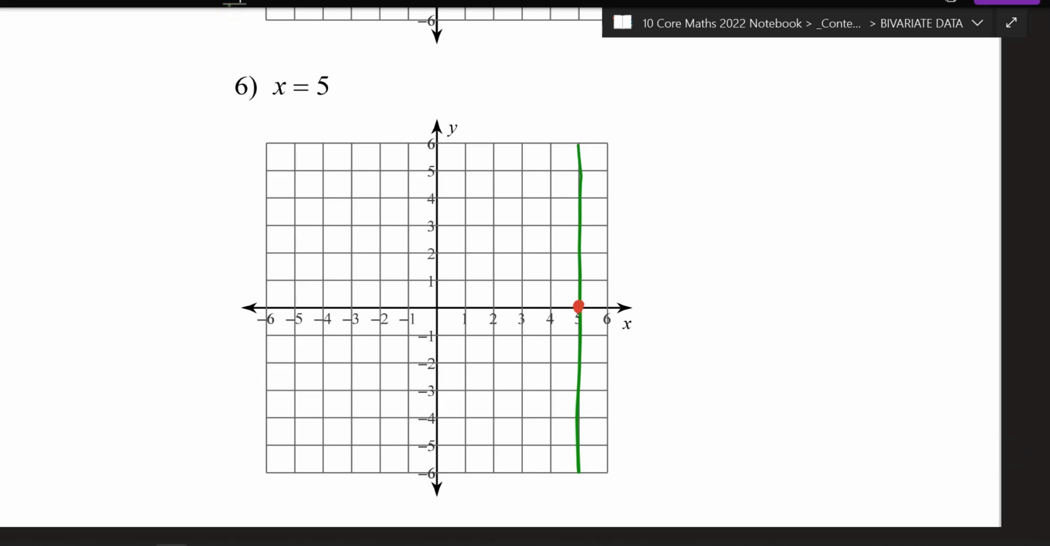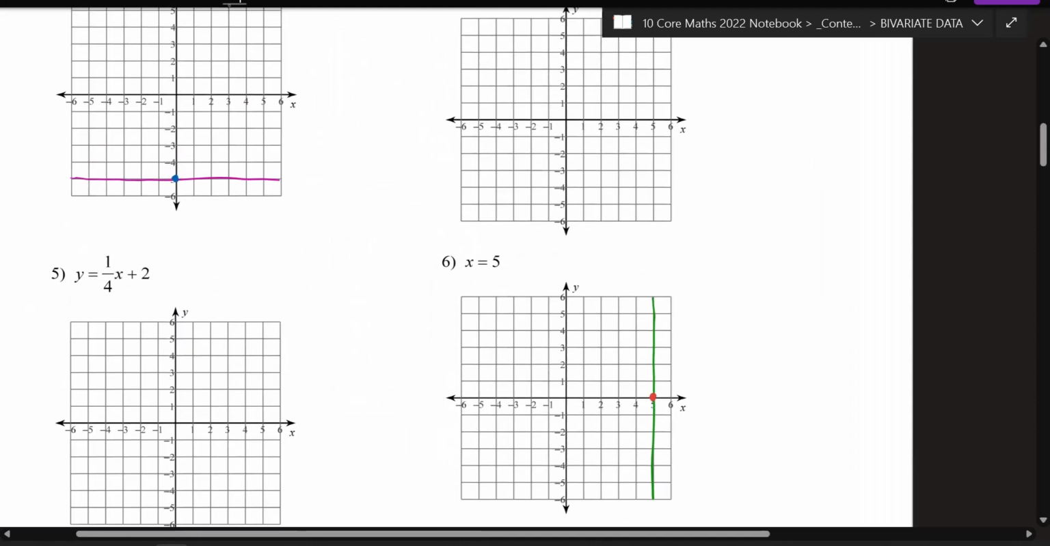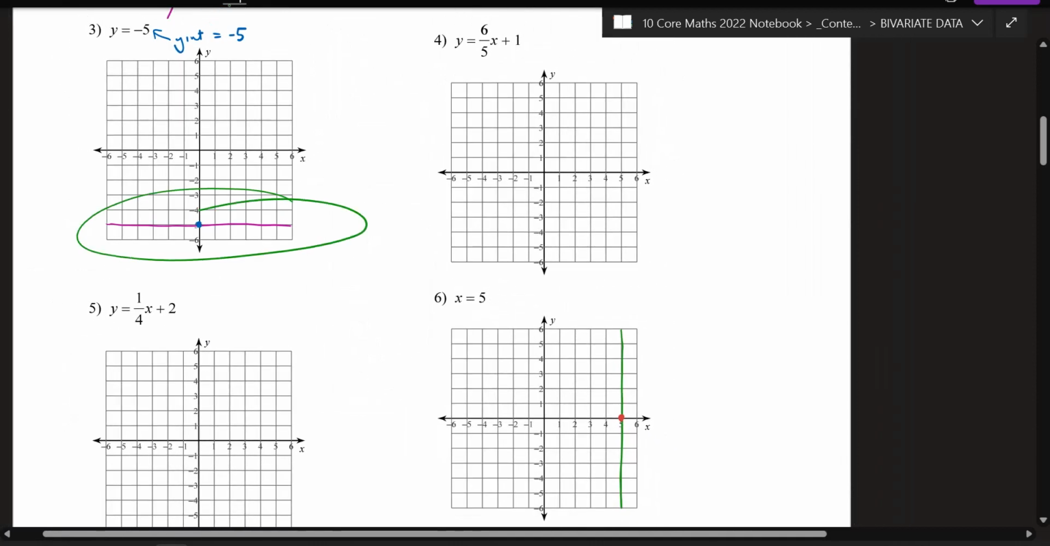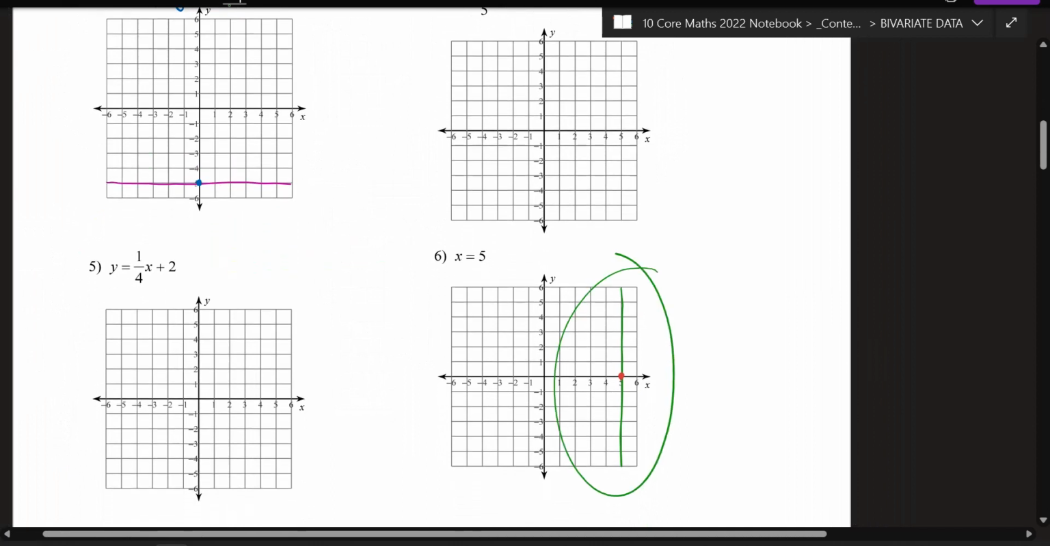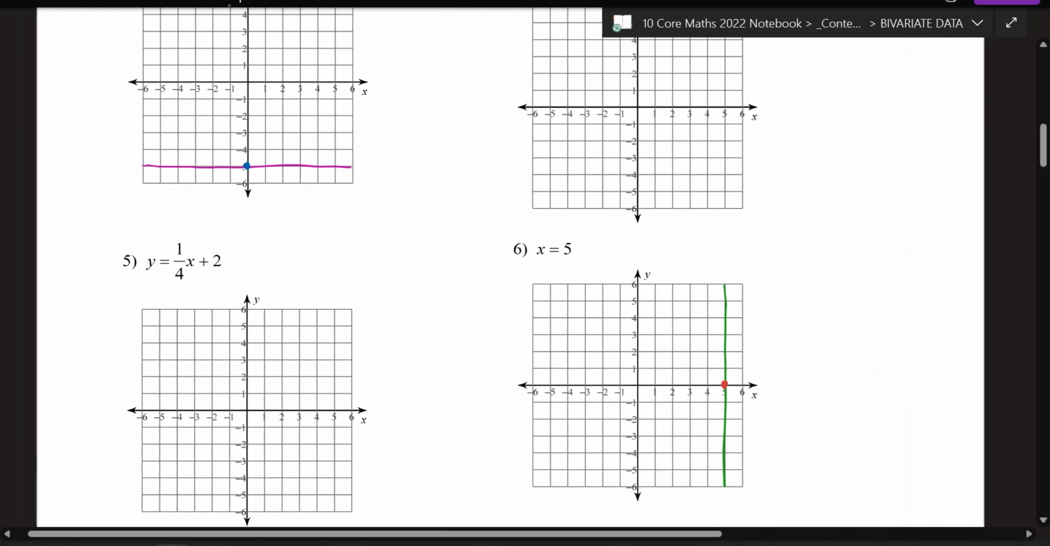That's all it is. x equals 5 is just a vertical line. So see the difference. If you have a y equals line, your line goes horizontal like that. If you have an x equals line, the line goes vertical. That's all it is. All right, I'm going to do one more, and then I'll let you guys work.